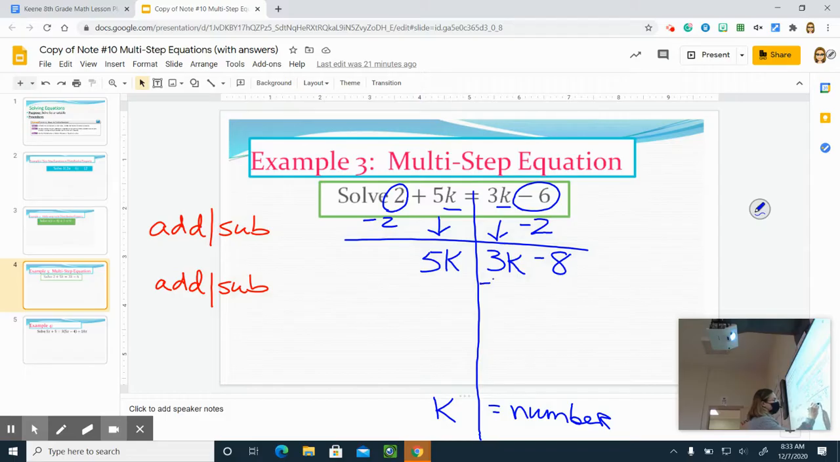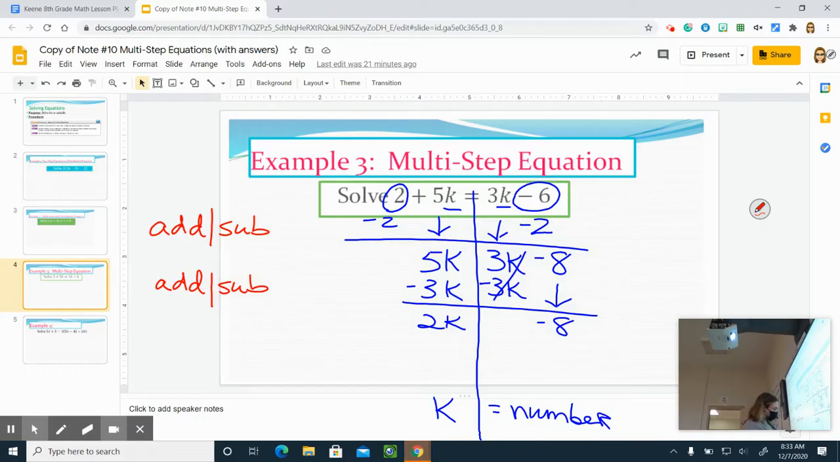5k minus 3k is 2k. That 3k minus 3k gets eliminated, and I haven't done anything with that, so I'm going to bring it down. All right, now I'm left with something that almost looks like a k on the left and a number on the right, so I'm almost there. But I have one more step because I have to eliminate that coefficient.